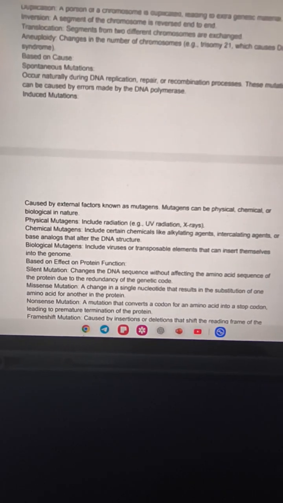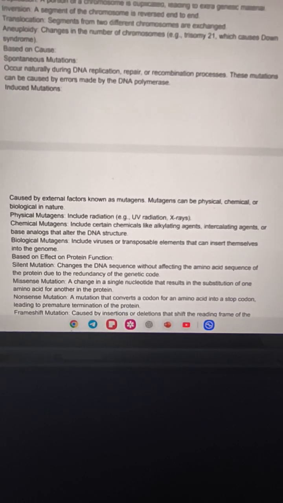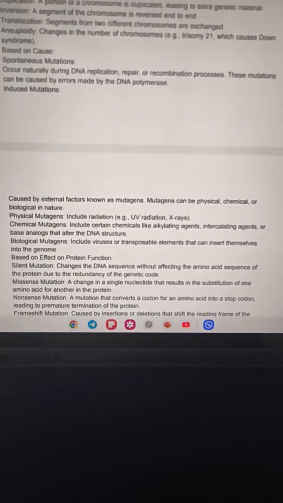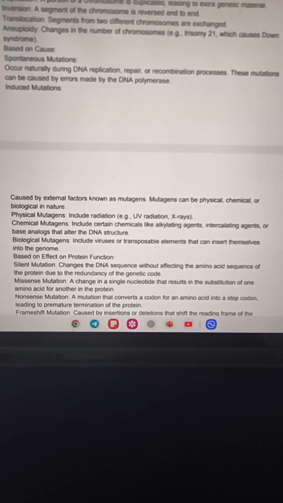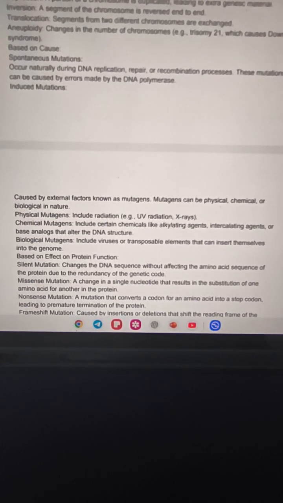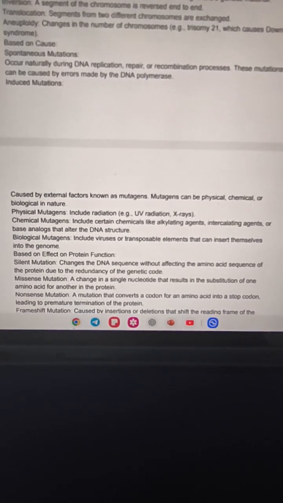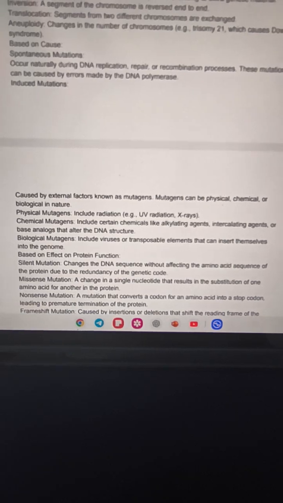Physical mutagens involve radiation. Chemical mutagens include certain chemicals like alkylating agents, intercalating agents, or base analogs that affect the DNA structure. And biological mutagens include various viruses or transposable elements that can insert themselves into the genome.